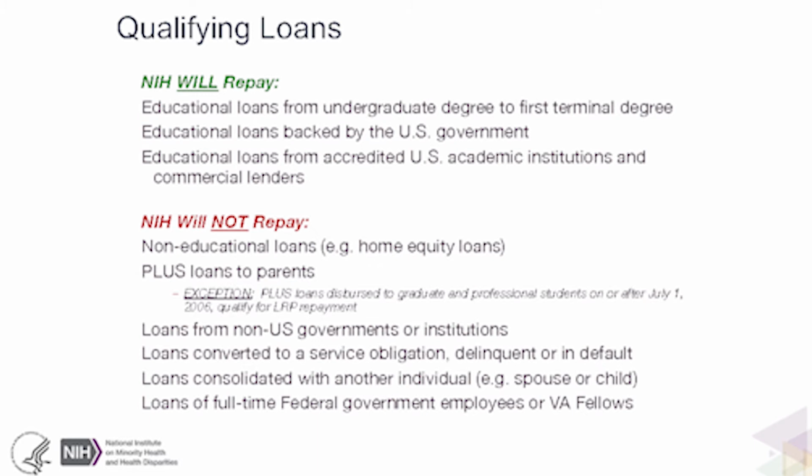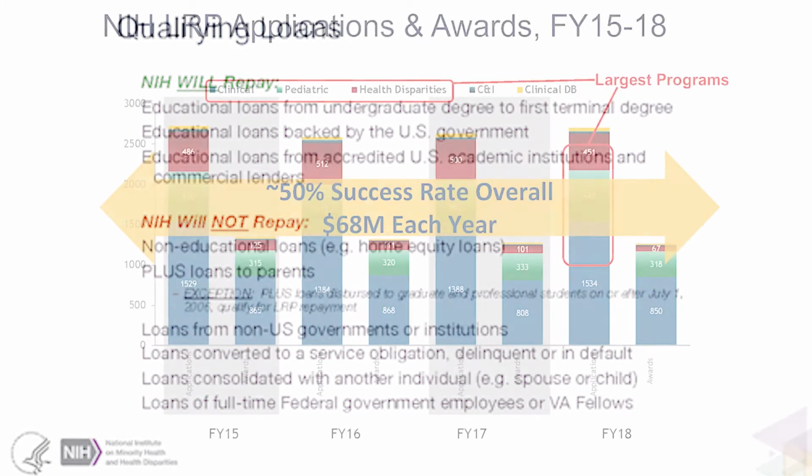governments or institutions. If you have a service obligation, for example, from a T-32, then you would need to call and contact the Information Center, because you would have to defer the service obligation for the other award when you receive your LRP. Also, loans that are consolidated with another individual, your spouse or your child, are not eligible for repayment. So before you do that, call and talk to the LRP Information Center. Also, if you're considered to be a full-time federal government employee or a VA fellow on a 5/8 appointment or above a 4/8 appointment, then please call us, because you may be ineligible to apply.